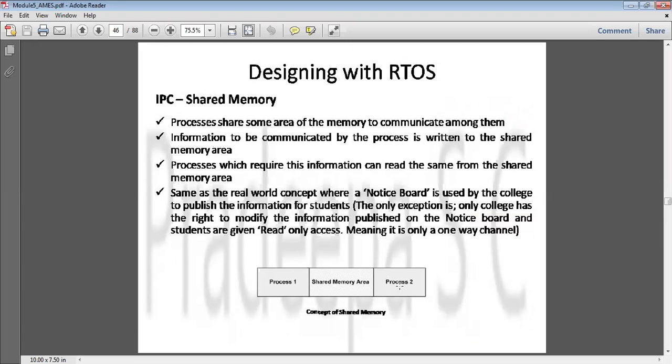Take the notice board in the college, right? The college publishes information for the students. You can only view it. You cannot modify anything in that, right? So here it is only a one-way channel, that means you can only read the data. This is how both processes need the same data. They communicate with the help of the shared memory area concept. So this is one of the methods that is used.